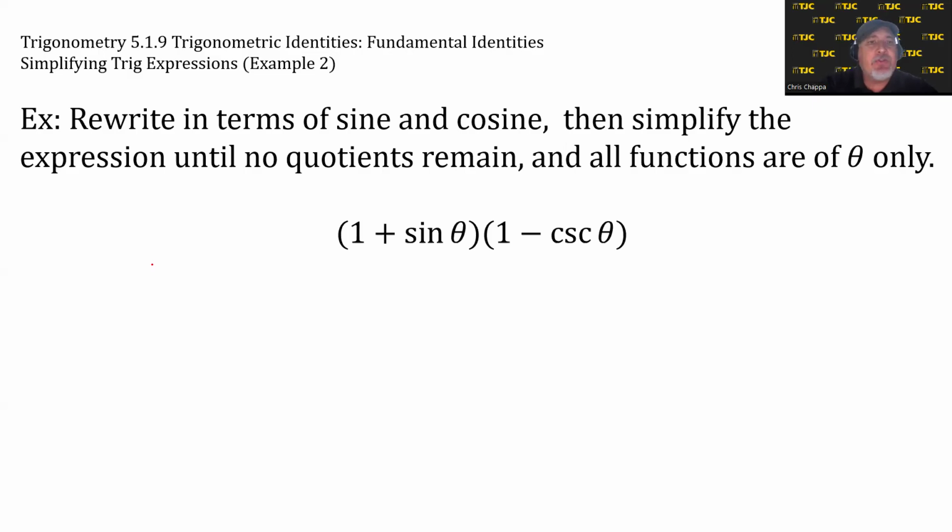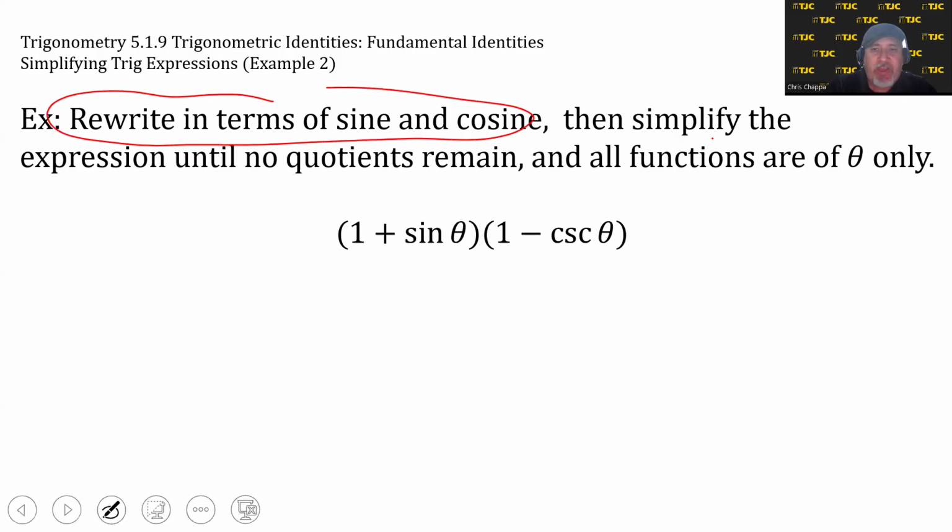We're going to simplify another trig expression. We're going to rewrite in terms of sine and cosine, then simplify the expression until no quotients remain and all functions are of theta only. Or are we? It's interesting because the instructions on some of these say to do something specific, then do something else. For example, these say rewrite in terms of sine and cosine, then simplify.